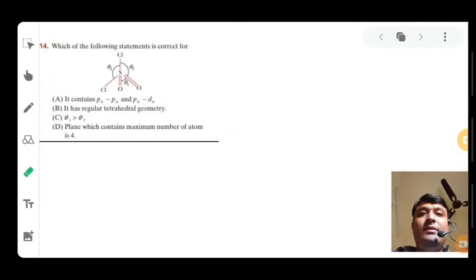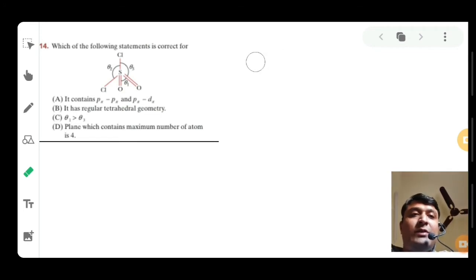So the question given to us is, which of the following statements is correct for sulfuryl chloride? So this is a geometric structure based question. First option is it contains p pi and p pi d pi bond. So this option is absolutely wrong. Why the option is wrong, I will specify right now.